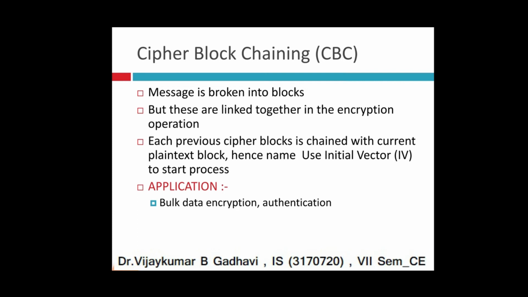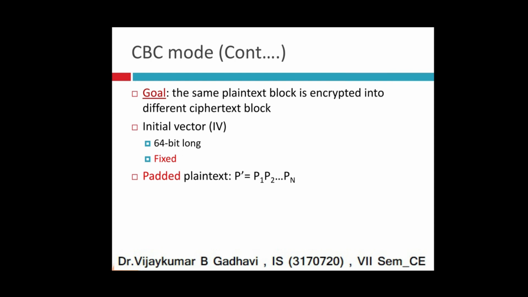The message is broken into blocks, but these are linked together in the encryption operation. Each previous cipher block is chained with the current plaintext block, hence the name. We use an initial vector, IV, to start the process. The applications of CBC are bulk data encryption and authentication. In CBC mode, the goal is that the same plaintext block is encrypted into different ciphertext blocks.